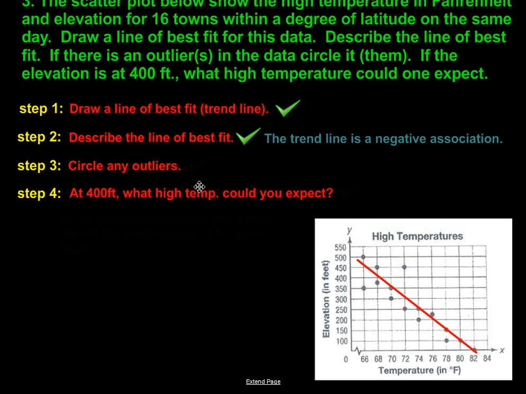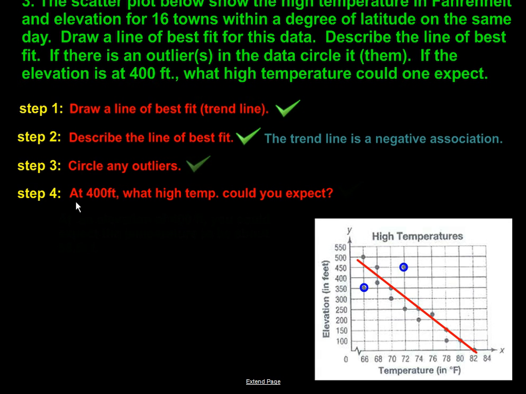Do we have any outliers? Well, these guys, while not on the line, are pretty close to it, and they're moving in that direction. This one over here seems to be hanging out a little bit more and doesn't really fall in with the rest of the pattern, so it's a possible outlier. And the same thing with this one over here. These are possible outliers. And I circled them, so I've completed that.